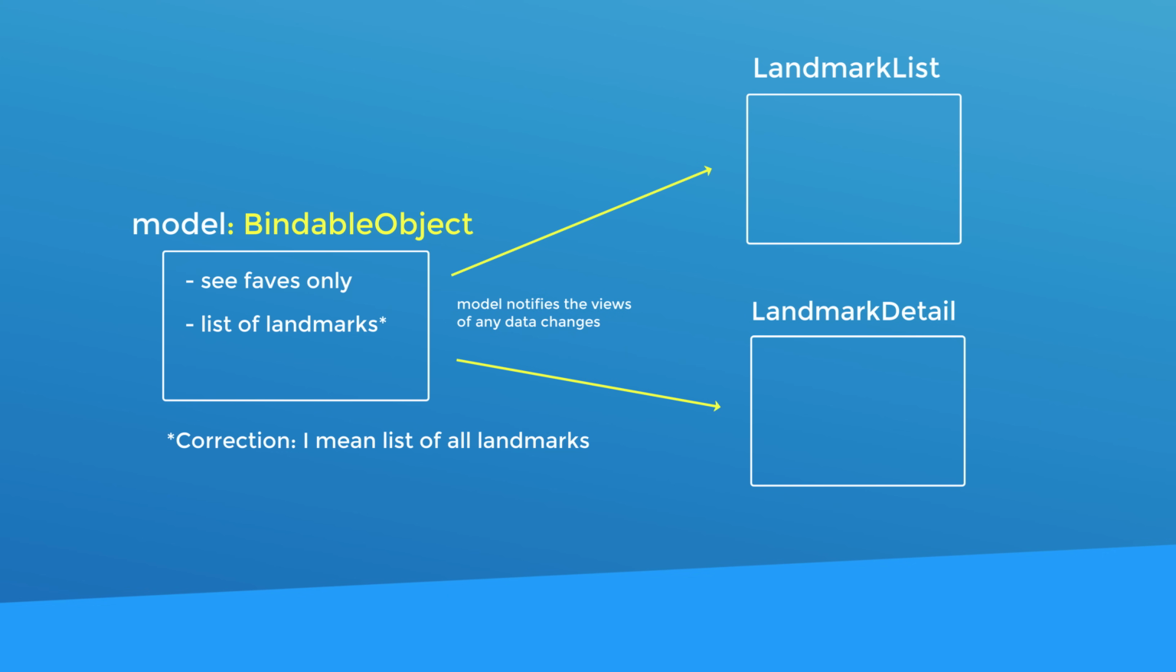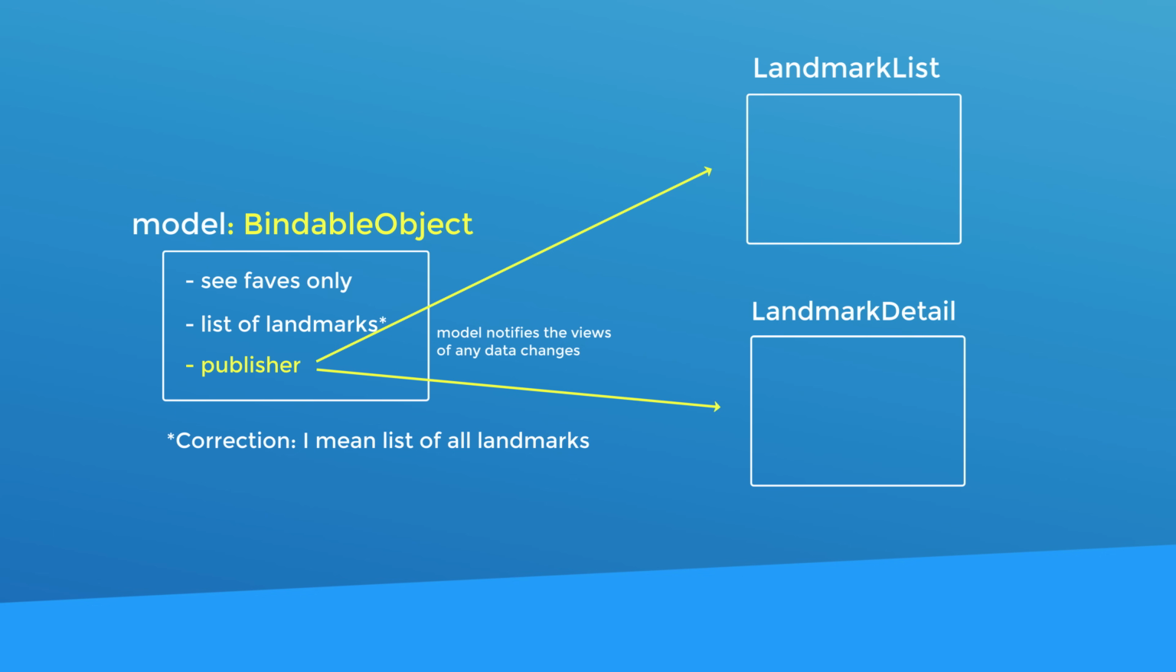Second of all, we're going to have what's called a publisher in this model class, and we're going to have our views as subscribers to this model, so that when there are changes to the model inside this data, it's going to publish those changes and notify all of its subscribers, namely our landmark list and our landmark detail views. And that's going to cause them to react and update their views accordingly. Now this whole publisher subscriber pattern is part of the new Combine framework.